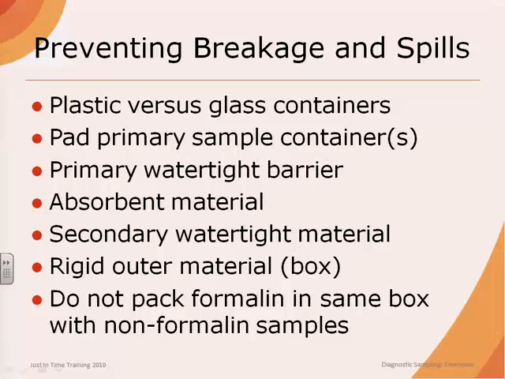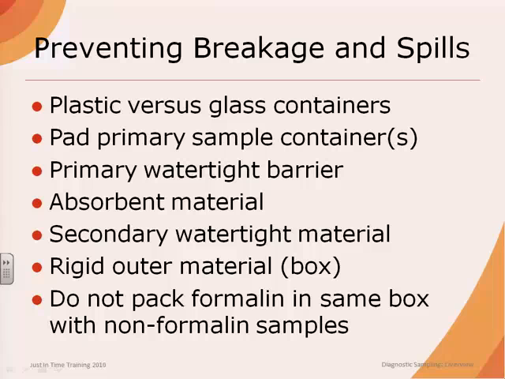When possible, use plastic screw cap containers and avoid glass containers. In order to prevent breakage and spilling of samples during shipment, it is important to pad them well and include spill barriers and absorbent materials in the packaging. Primary sample containers such as blood tubes should be well padded with material such as bubble wrap, particularly if multiple containers will be shipped together.